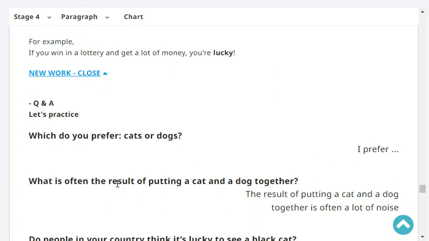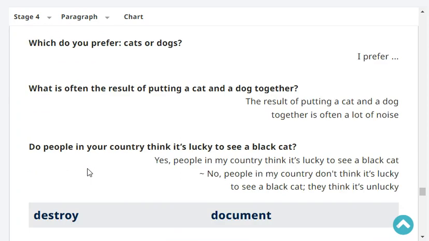Okay, let's practice. Which do you prefer, cats or dogs? I prefer cats to dogs. What is often the result of putting a cat and a dog together? The result of putting a cat and a dog together is often a lot of noise. Very good.